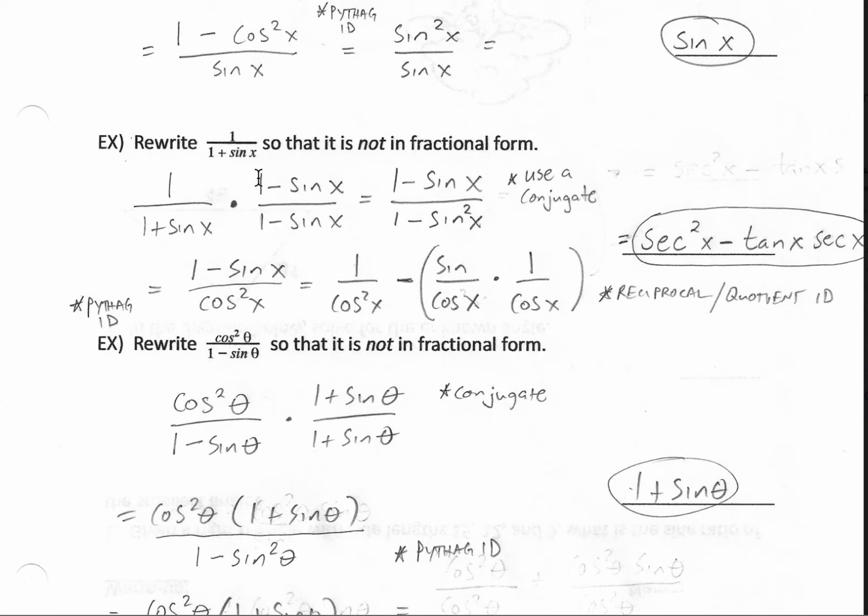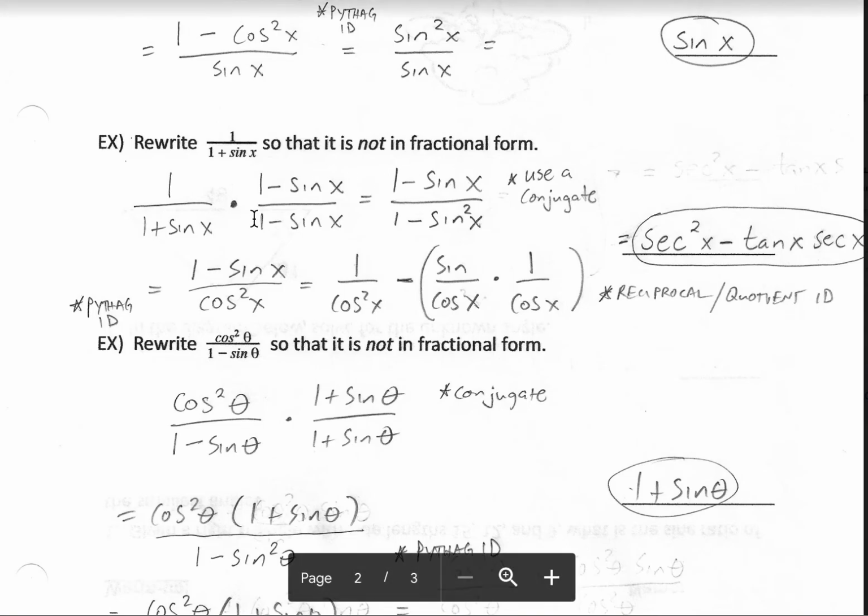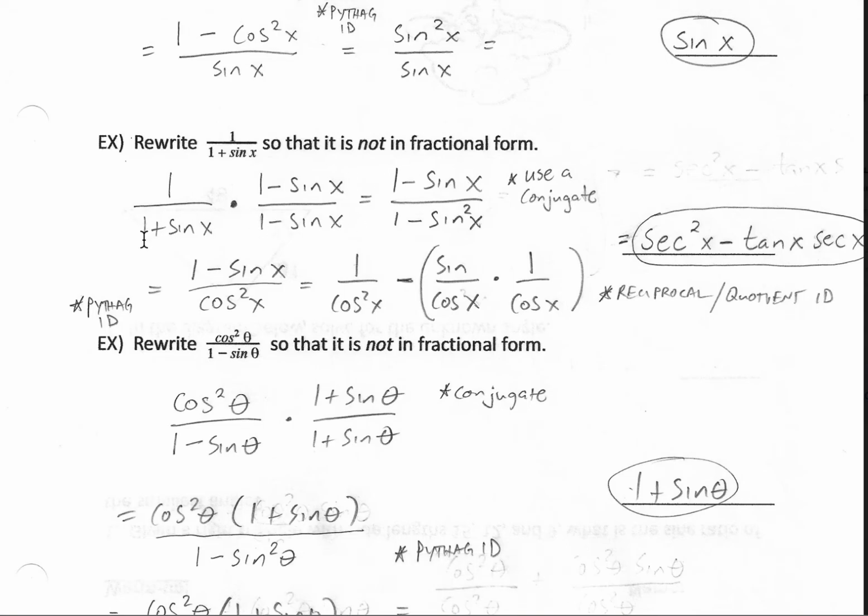I know I'm using 1 minus sine of x because that's the conjugate. Remember, conjugates are the same terms, just with a different sign between them. So on top, if I multiply, well, multiplying by 1, I just get 1 minus sine of x. On the bottom, though, I have 1 times 1, which is 1. I have negative sine of x plus sine of x. Those middle terms are going to cancel. And then my last product here, sine times negative sine, is going to give me negative sine squared.